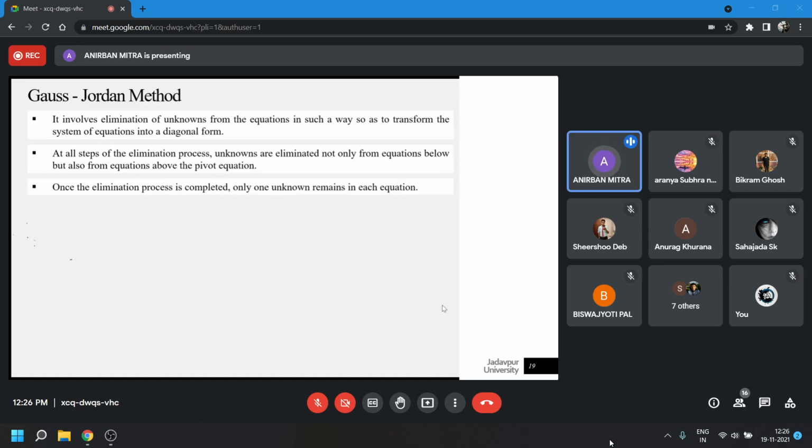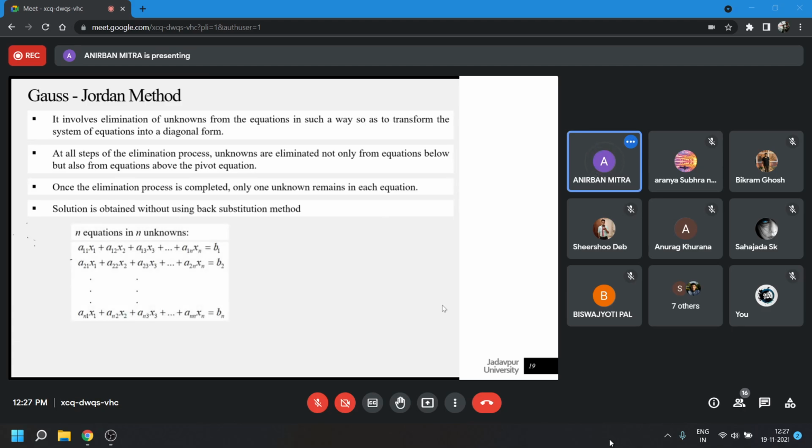And once the elimination process is completed, only one unknown remains in each equation. So that means there is no question of implementing the backward substitution technique. After the elimination process is over, all the equations can be solved directly to give the solution for one unknown each, because all the equations would contain only one unknown at the end. So as you can see, solution is obtained without using the back substitution technique.